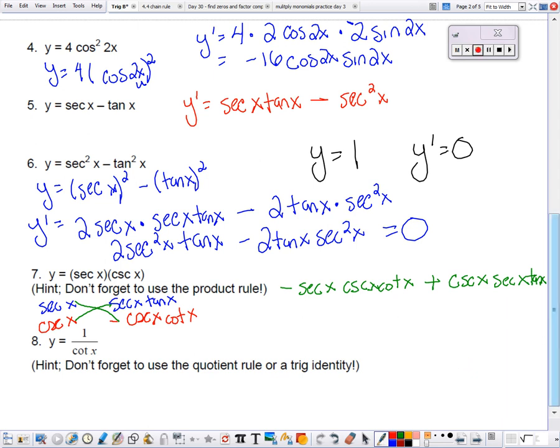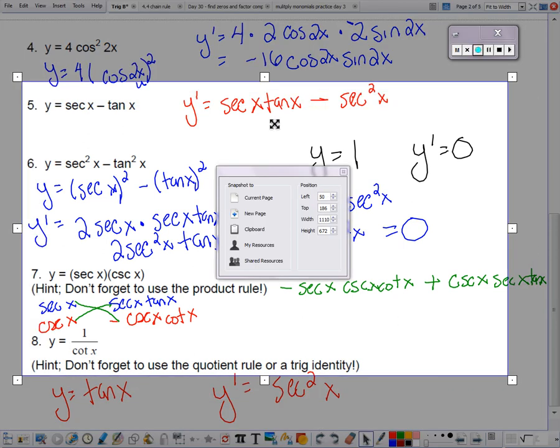Now 8 is much easier if we use an identity. I'm going to rewrite that as tangent of x. So the derivative is secant squared x. Now if you didn't remember that identity, let's do number 8 with the quotient rule.